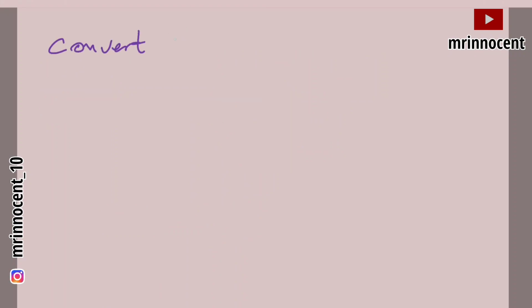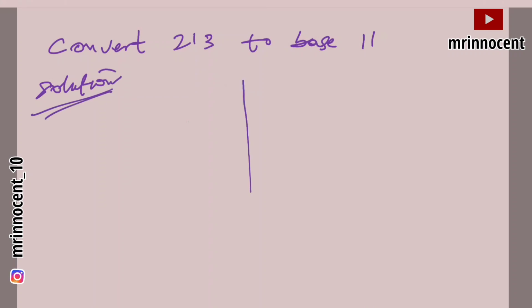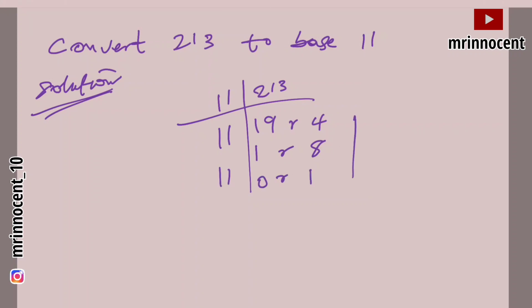Convert 213 to base 11. Solution. 213 to base 11, we have 19, remainder 4. 11 into 19 is 1, remainder 8. 11 into 1 is 0, remainder 1. Take it from top to bottom. You have 213 base 10 equals 184 base 11.